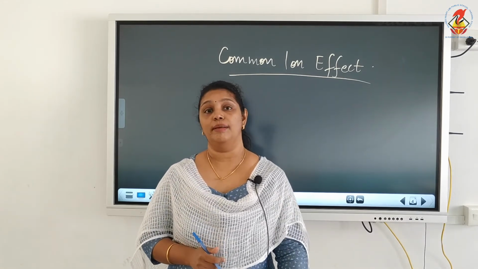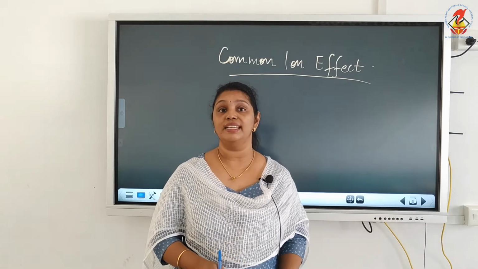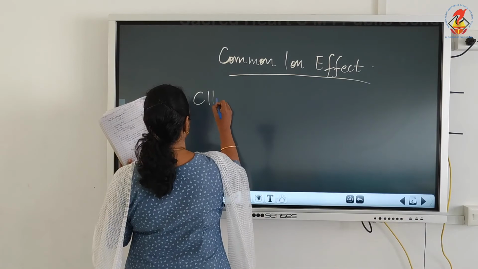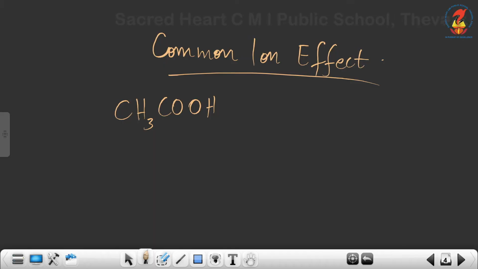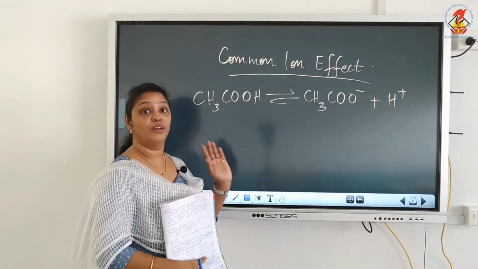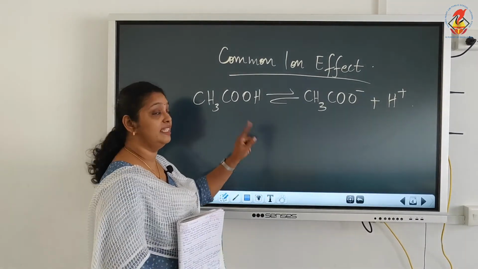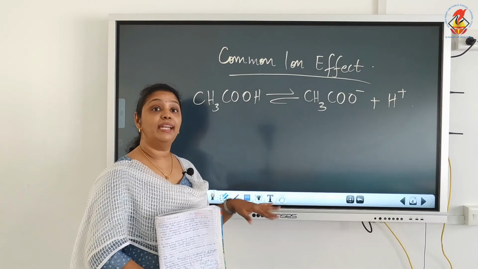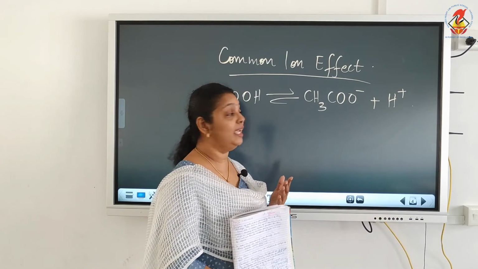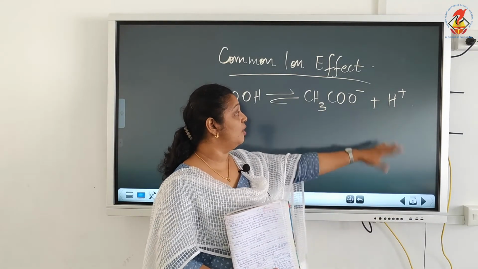So let's see an example. Acetic acid. We know that acetic acid is a weak acid, and we know acetic acid will dissociate to give acetate ion plus H+ ion. Now we want to stop or suppress the dissociation of this acetic acid. For that, we can add a strong electrolyte containing a common ion. The common ion can be either CH3COO- or H+.